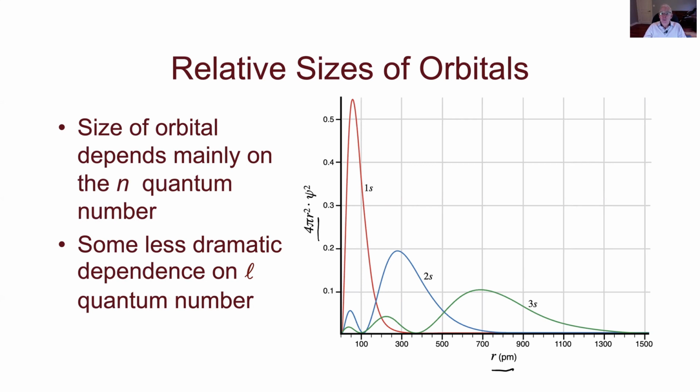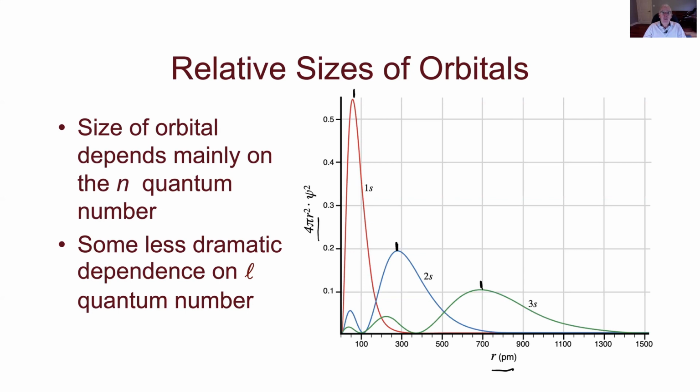The 1s orbital is clearly the smallest, right? The maximum in it is in here, at that distance that I mentioned before. It's about 53 picometers, the so-called Bohr radius. My 2s orbital has a maximum out here at a much larger distance, and 3s much larger yet again, right? So we can see all of that. The size of the orbital depends mainly on n. So as I go from n equals 1 to 2 to 3, my orbital gets bigger.